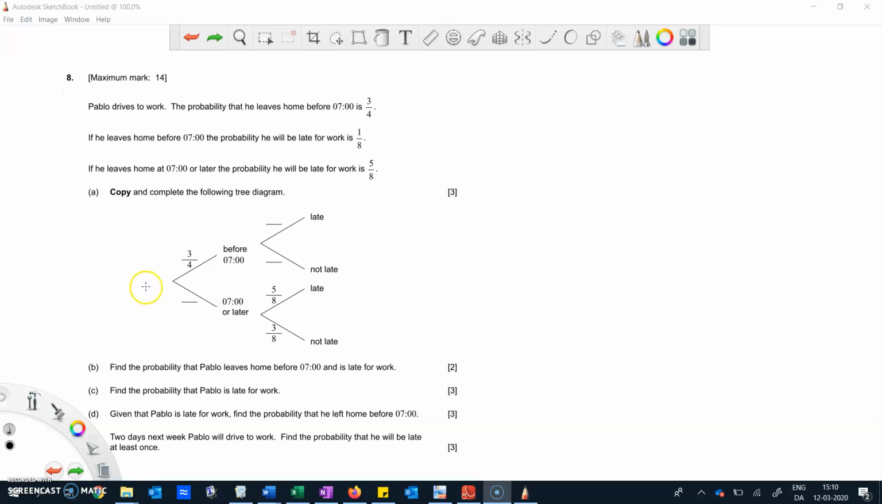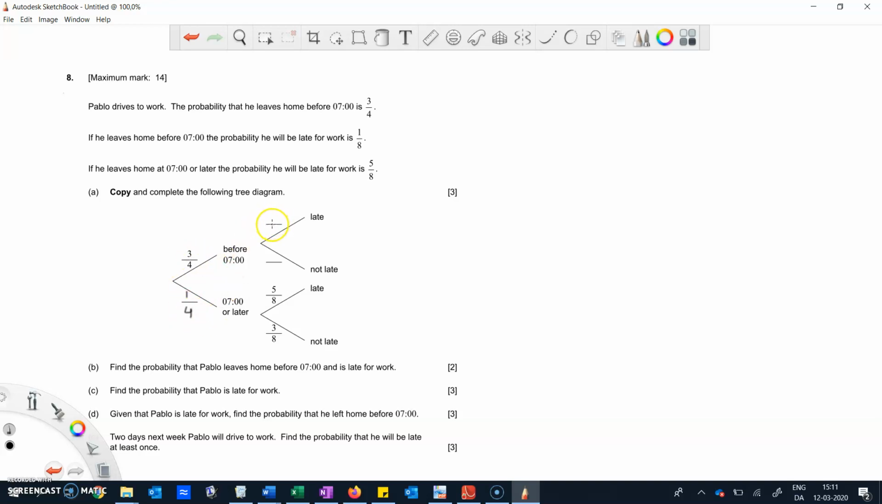Hi, so this is the first problem that I found. First of all, I have to complete this tree diagram, right? So I have 3 over 4 here, so here I need to complete this with 1 over 4. 1 over 4 plus 3 over 4 makes 1, right?